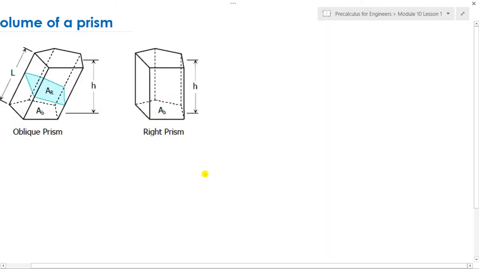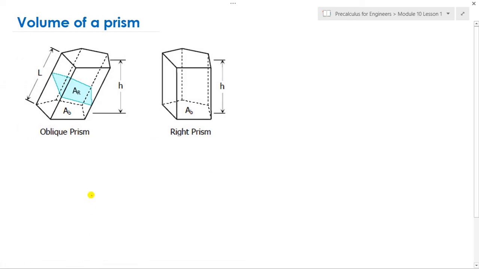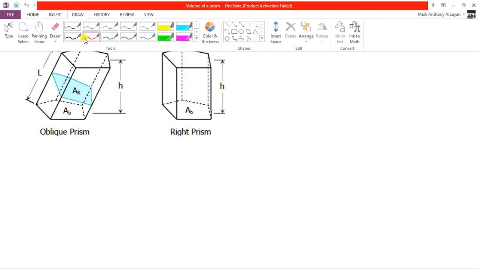The volume of some prisms. So, again, as I have told you, we have two types of prism. We have a right prism, whereas on the right side we have an oblique prism. So let's start with the oblique prism.